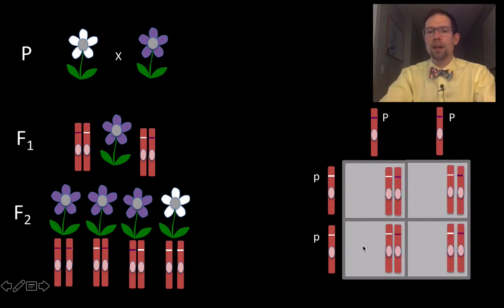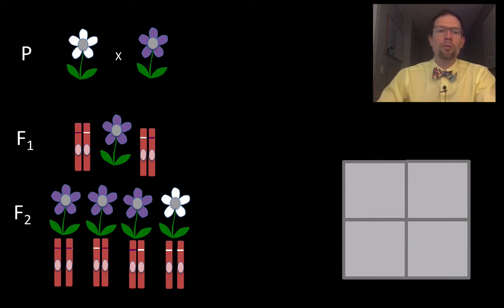And we end up ultimately with all of the plants having the same genotype and phenotype. So the genotype is big P, little p, and the phenotype is what's actually being exhibited. So that's the purple flower. Now let's look at the cross that produces the F2 generation.